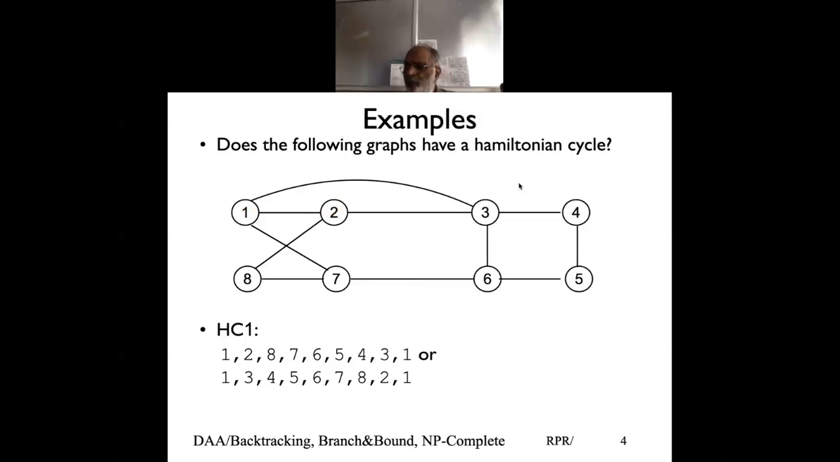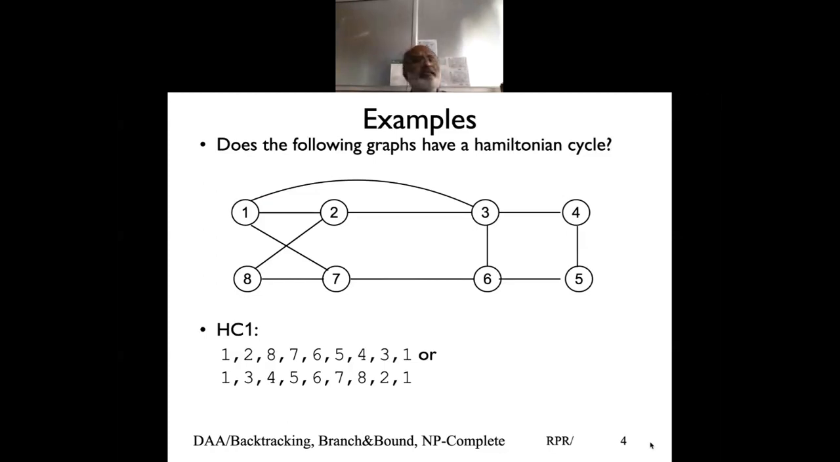Can anyone tell me, do you find any commonality between these two cycles? Are these two cycles the same? Are they different cycles? Reverse, sir. Yes, it is the reverse. Either I can start this way and go back, or I can go the other way. So I can start either way and get the same cycle. Both are the same depending on how I travel.